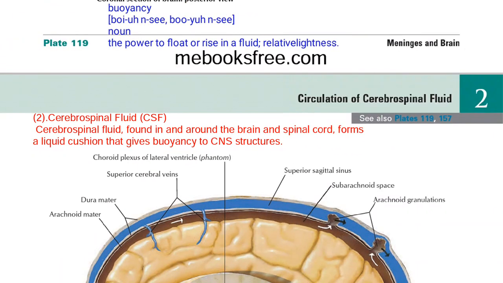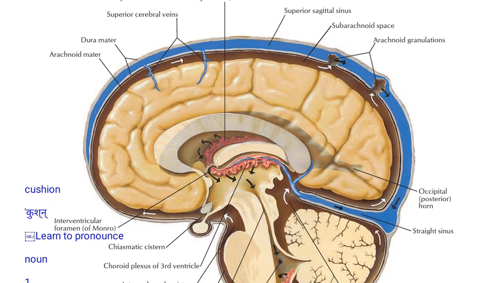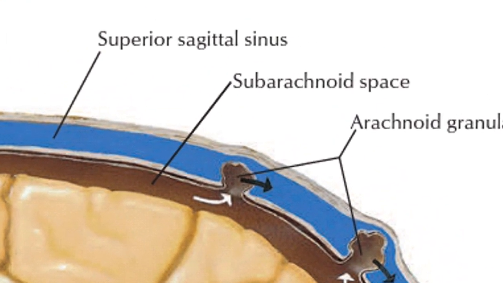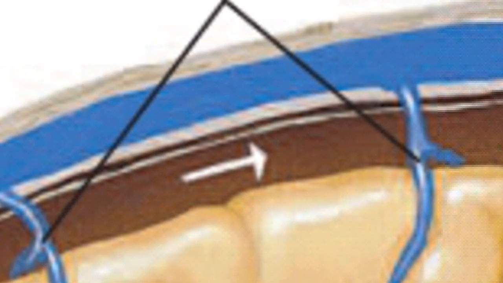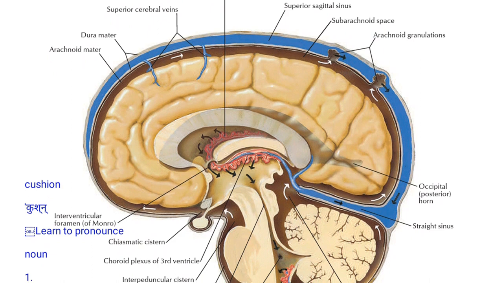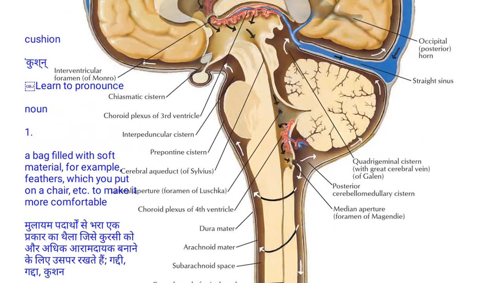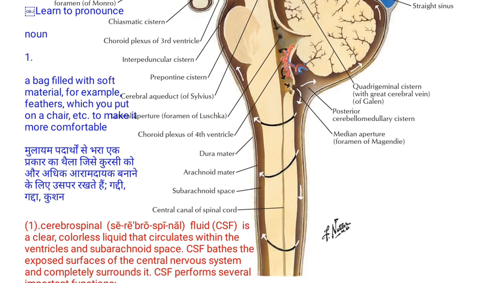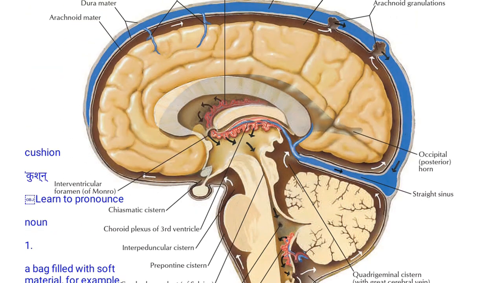circulation of cerebrospinal fluid. Here you can see the brain is shown, and in the figure they are showing the subarachnoid space, and the white arrow is the circulation of cerebrospinal fluid. So you see this figure and you will have an idea of how around our brain and spinal cord the subarachnoid space is there, and in that the cerebrospinal fluid is circulating.